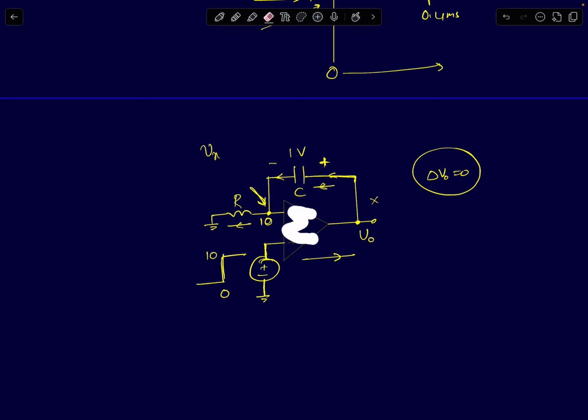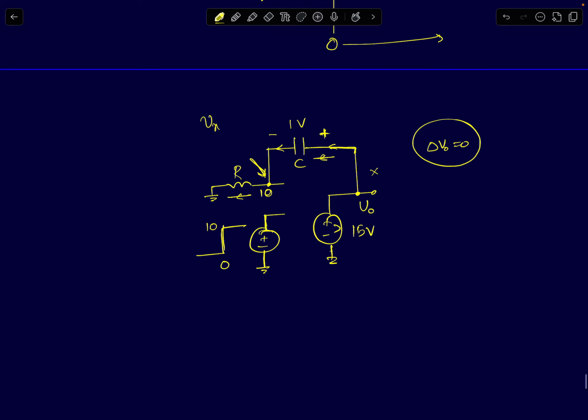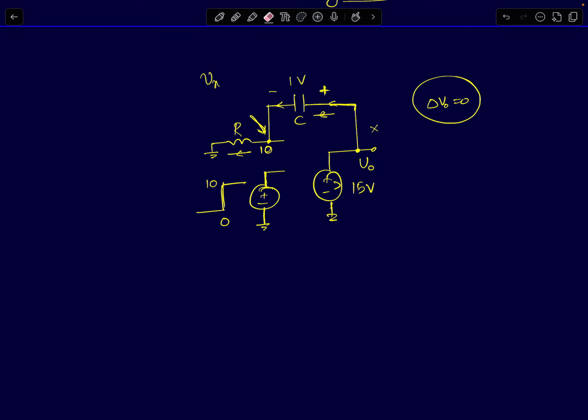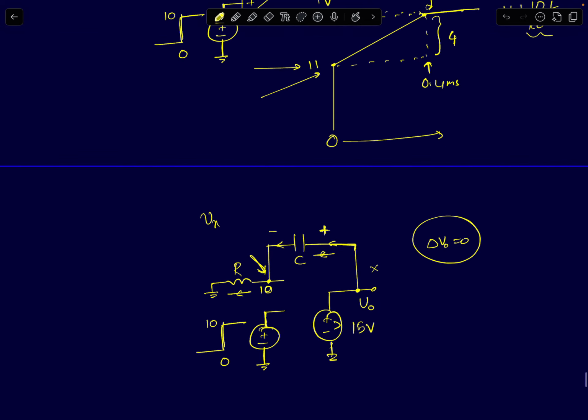So I can remove the op-amp and treat this output node voltage as a 15 volt DC source. And this assumption is valid. Normally in the ideal op-amp model, we assume that even if the op-amp's output is saturated, it is still able to supply the current. That is an assumption we make. So now the circuit is very simple. The capacitor at the end of 0.4 milliseconds already had 1 volt across it. It has built an additional 4, so the total voltage across the cap will be 5 volts. And the voltage across the resistor is 10 volts, so the total output is 15 volts.